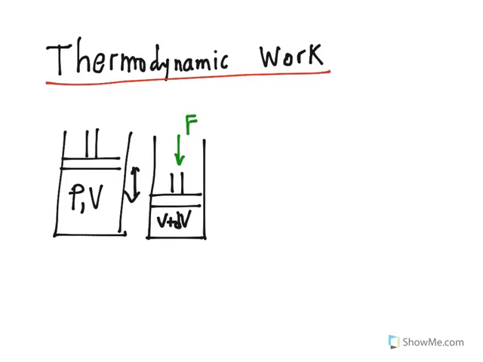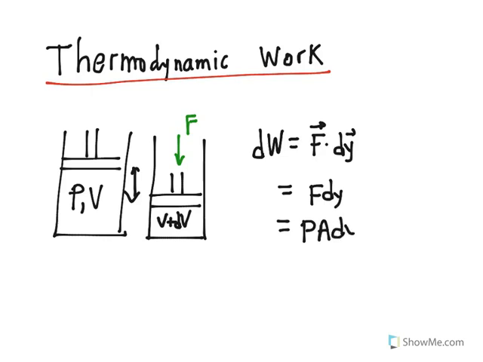So if we state that the differential of work is going to be equal to the force in a dot product with a displacement, and we are stating that the force and the displacement go toward the same direction, then this is going to be force times dy. Force related with pressure is pressure times transverse area times dy. Now, area times dy is the differential of volume. So the differential of work is going to be pressure times the differential of volume.